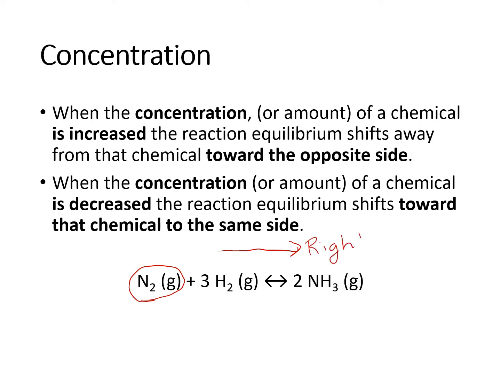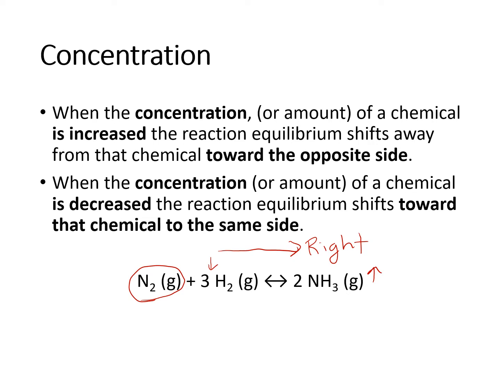towards the products. When that shift occurs, we are going to use up some of the hydrogen, so its amount will decrease, and we're going to be making some of the ammonia, so its amount will increase once the equilibrium is reestablished.